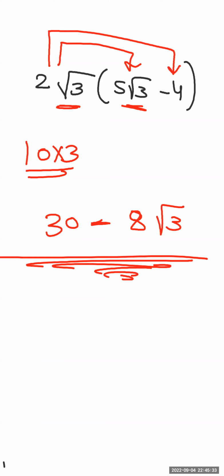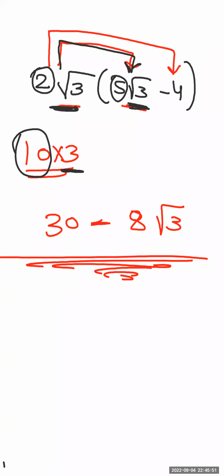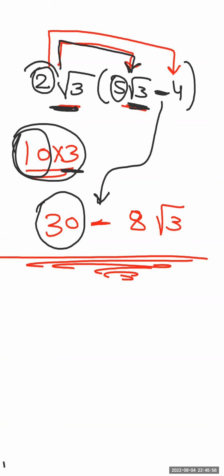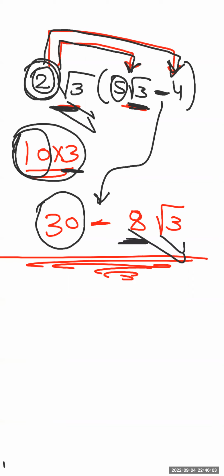This question is clear, guys? Yes. Could you explain again? Just multiply this term by the first term. 2 times 5, 10. Square root of 3 times itself, 3. 10 times 3 is 30. Minus 2 times 4, 8 square root of 3. Okay?